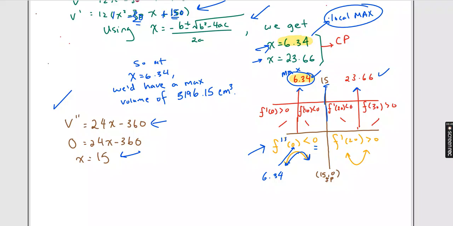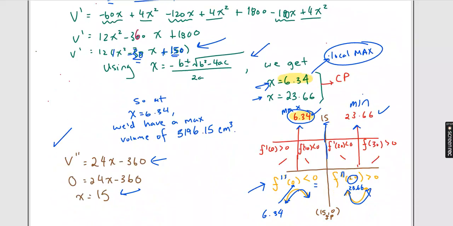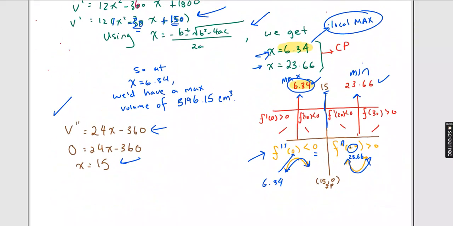You do the same thing for the other critical point, sub it into the second derivative. So again, I could just sub in 23.66 there. By subbing that in, that opens up, which makes this a local minimum. But again, the question is asking for a local max, so x is 6.34. So we had a max of 5196.15.